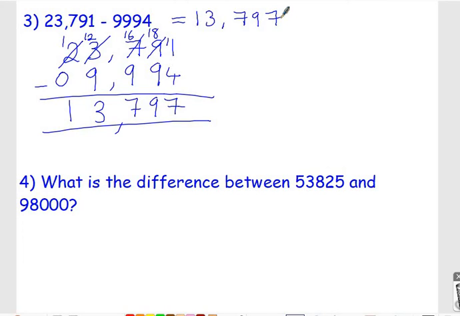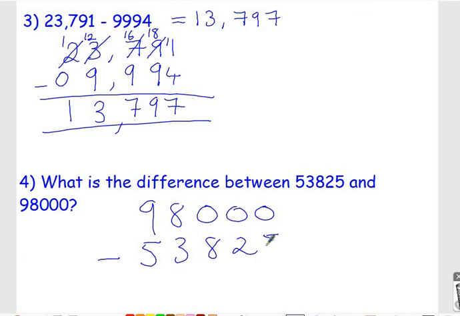Last example then, what is the difference between 53,825 and 98,000? So this time 53,825 comes first. However, in our tower sum, the largest number always goes on the top. So we're starting with 98,000 and we're taking away 53,825.